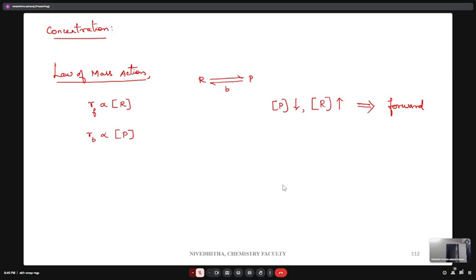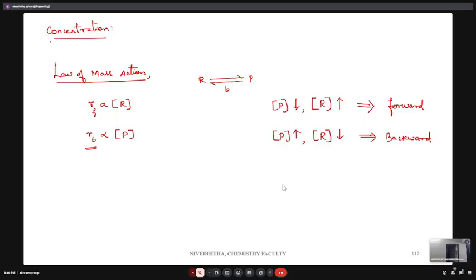Okay. Similarly, if you increase the concentration of the product, then the backward reaction will occur, right? So either by increasing the concentration of the product or by decreasing the concentration of the reactant, the reaction will move in a backward direction. That's it.